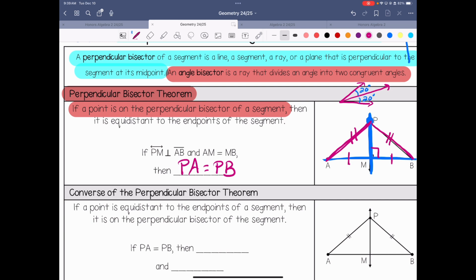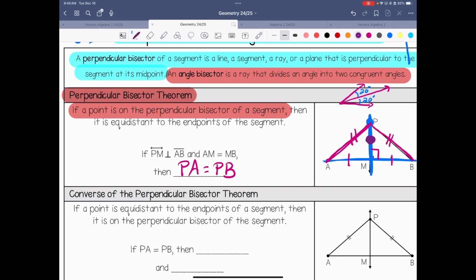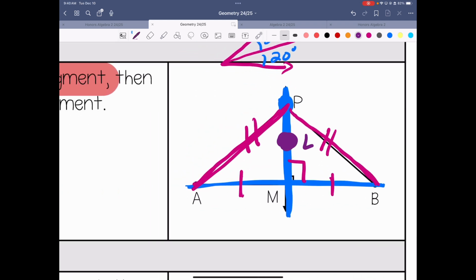But in order for all of this to be true, this has to be a perpendicular bisector to AB. And it doesn't matter where I put this point on this perpendicular bisector. I can put this point down here on this perpendicular bisector, and I can call that point L. If I draw a line to each of the endpoints of the segment that it bisected, those two pieces are going to be congruent to each other.